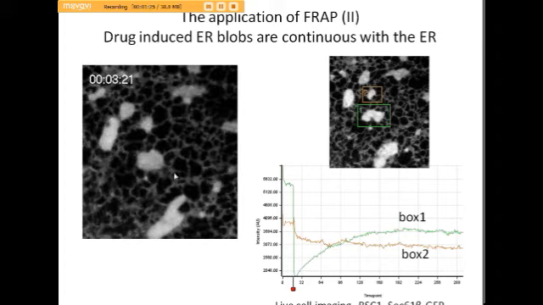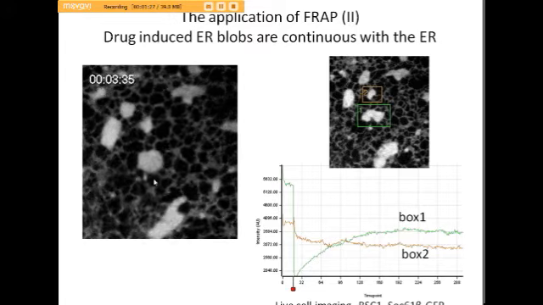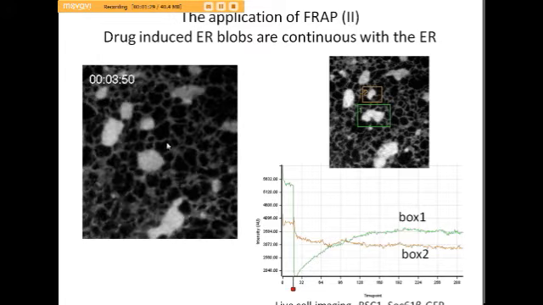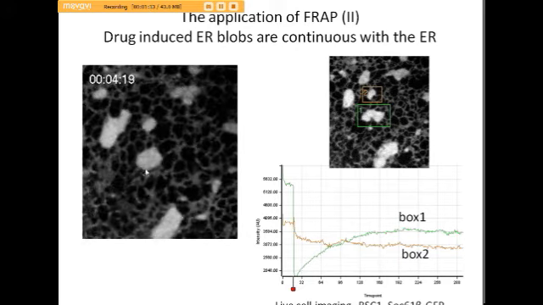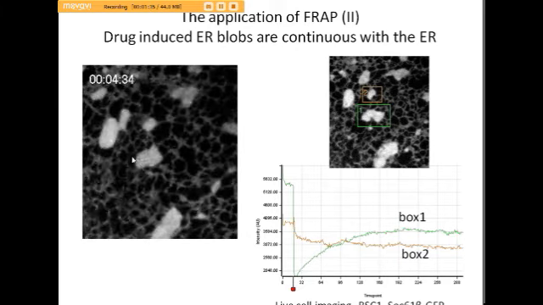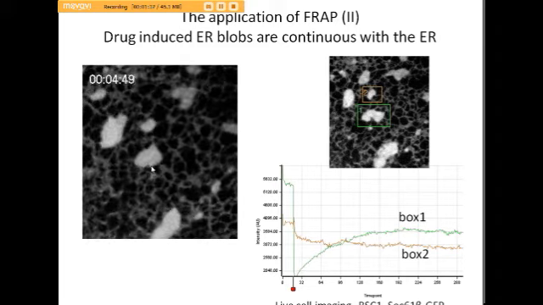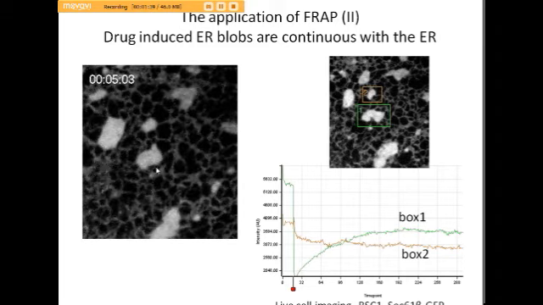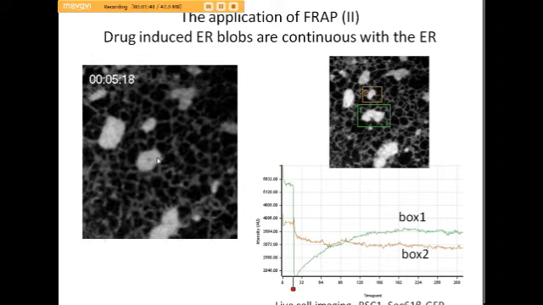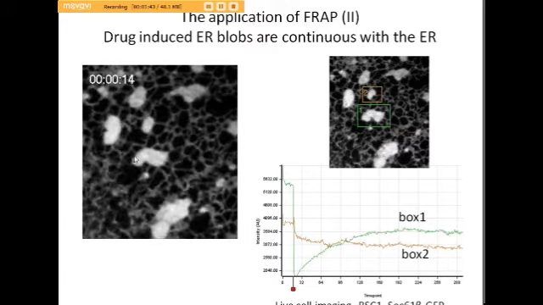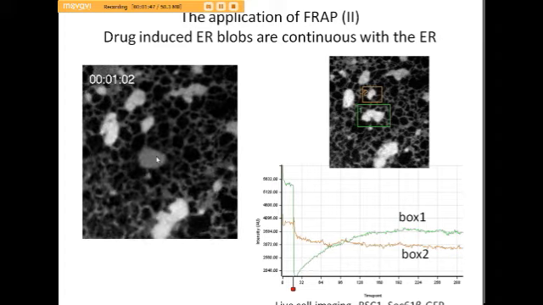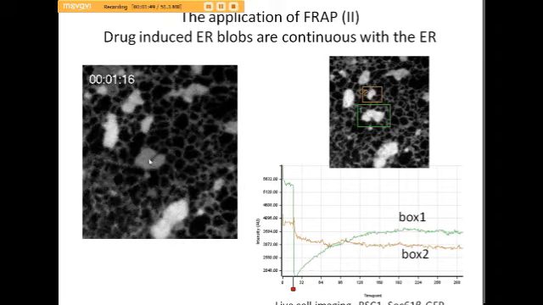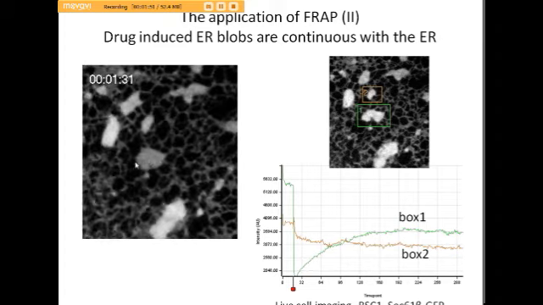Qualitatively we can see that after photobleaching, indicated by a blue circle, the intensity is reduced a lot for this membrane blob. Then later we can see the intensity gradually recovers for this membrane blob. Here is pre-bleaching, here is after bleaching. You can see it becomes dark, and gradually you can see its fluorescence is recovering.